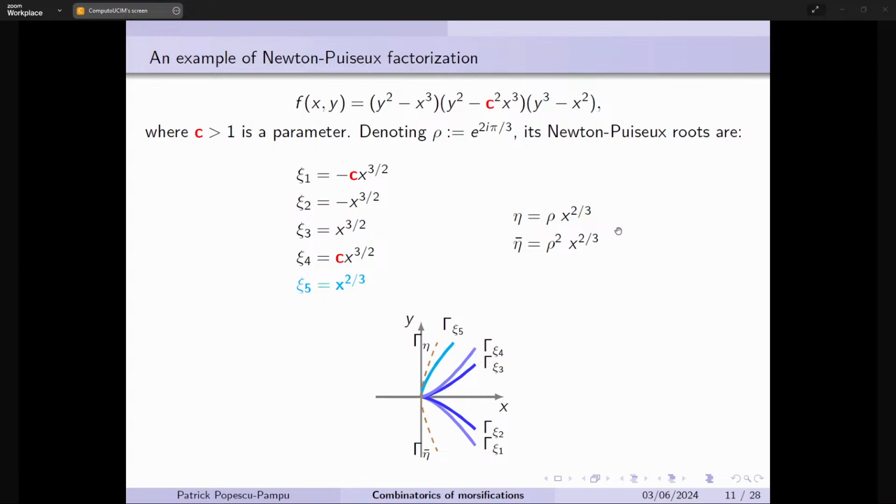Rho is simply a cube root of unity. And by a convention which goes back to the 19th century, we represent the corresponding real branches over this axis with dashed lines. So you see that this corresponds to eta, this series, and this to eta bar, which is this one. So here we have 5 real Newton-Puiseux roots, and 2 more which are not visible over the reals, but which have a role in the determination of the corresponding combinatorics.